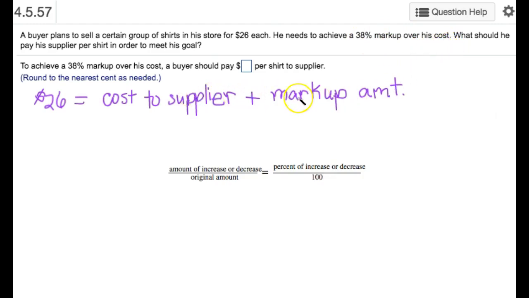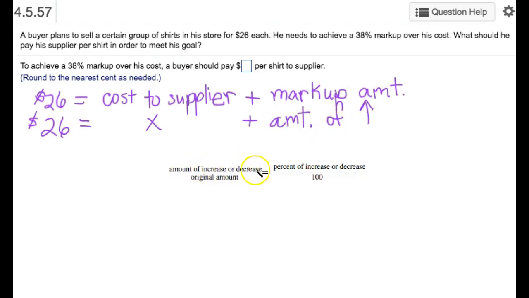So we don't know either of these yet. That's why this one's a little tricky. But we can think of it this way. The question is, what should he pay his supplier per shirt? Well, that's the cost to the supplier, so we're going to call this X. So we know $26 is going to be X plus the amount of the increase. If we word it like the formula we've used over and over again in this chapter, the markup amount is really the amount of your increase.